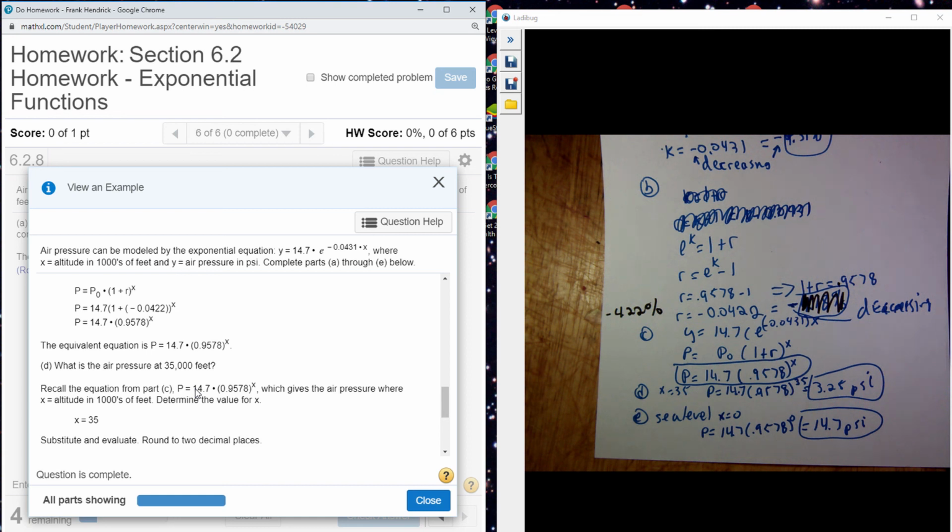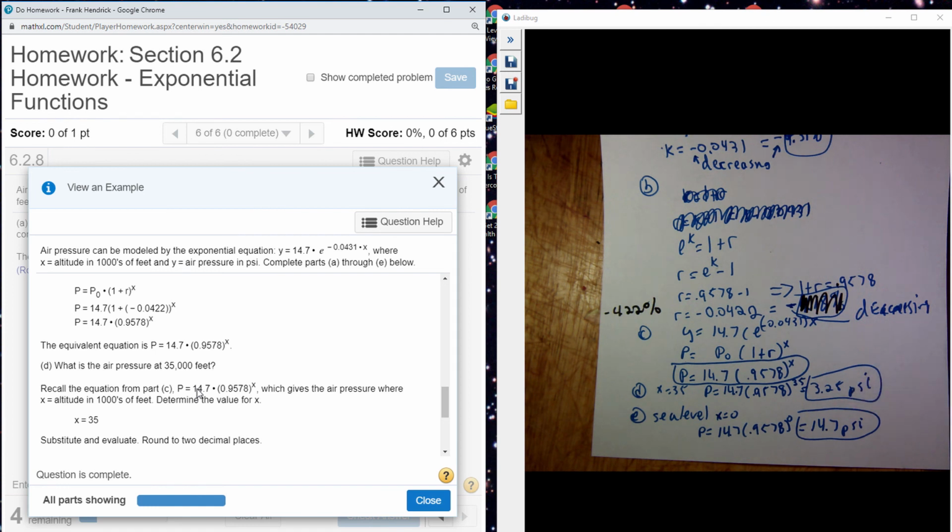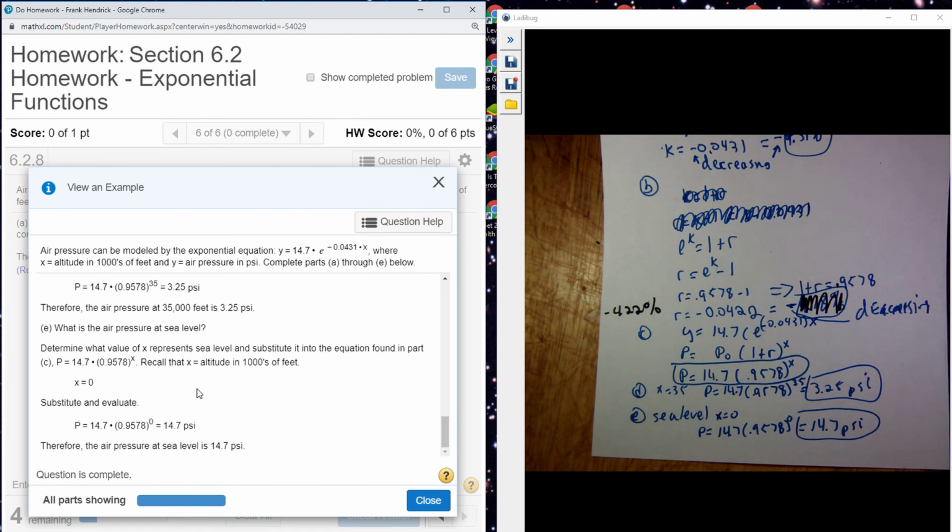So in this case, we let x equal 3.5, and then we plug in. That gives 3.25 psi. And then they ask what is the pressure at sea level. At sea level, the altitude is 0. So we replace the altitude with 0, x equals 0 here. And anything to the 0 power is equal to 1. So we have 14.7 psi for that one there.